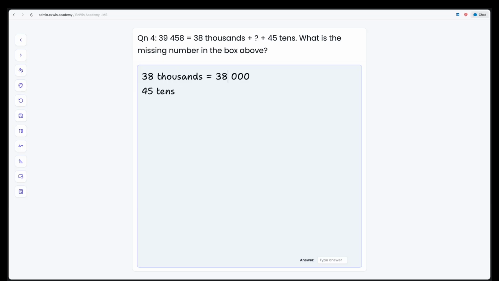So 38,000 is basically 38 times 1,000, right? Pretty straightforward. It's equal to 38,000 in this case over here. So 45 tenths is equal to 45 times 10, which is 450. So now in this case, what is the missing number in the box? We just get everything here.